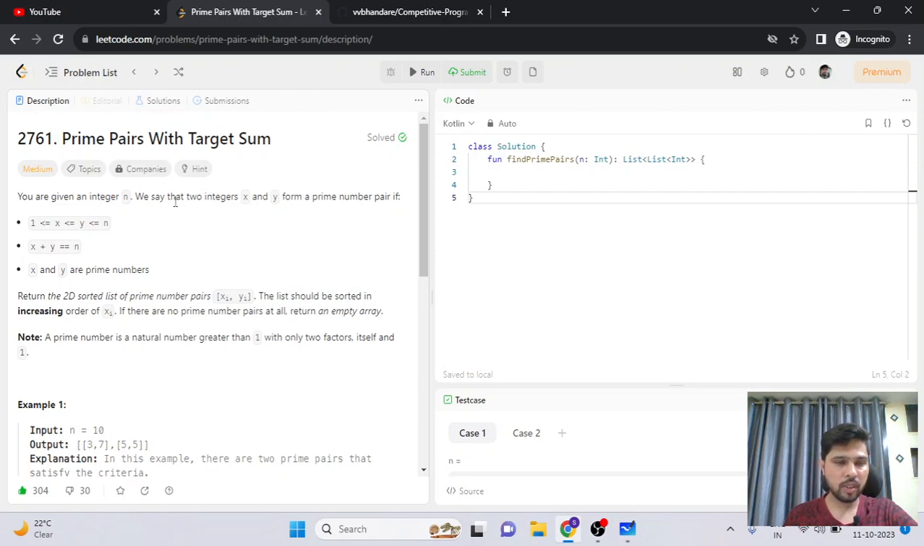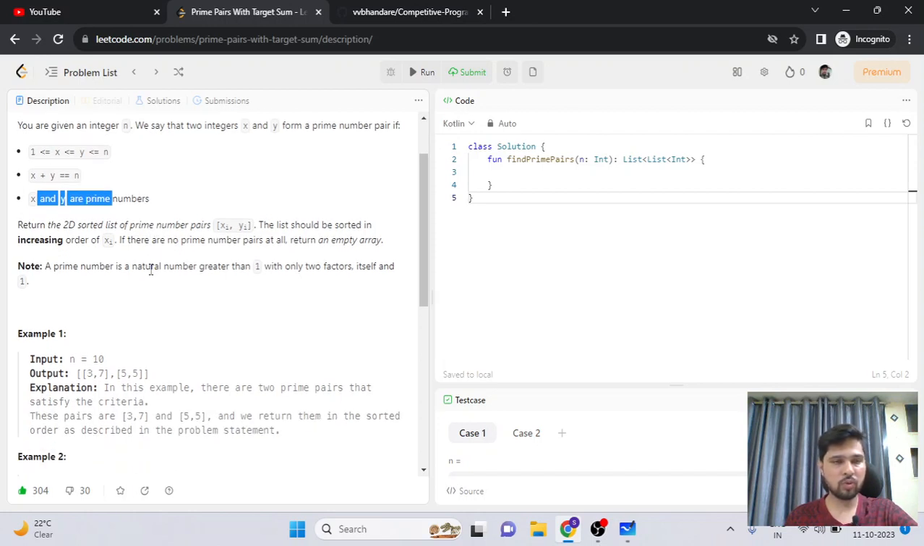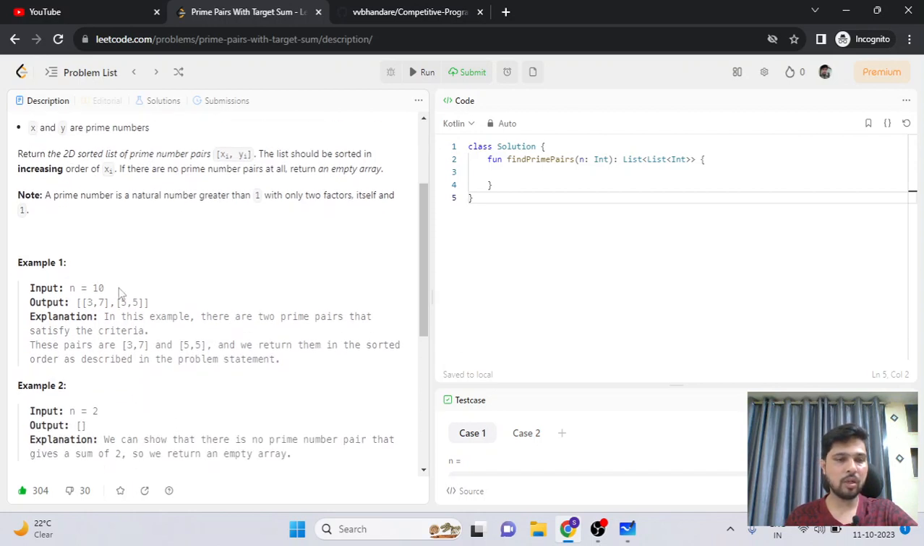What it says is that two integers x and y form a pair which forms a prime number. So these are the constraints: 1 is less than or equal to x, less than or equal to y, less than or equal to n, and x plus y is equal to n, and x and y need to be prime.